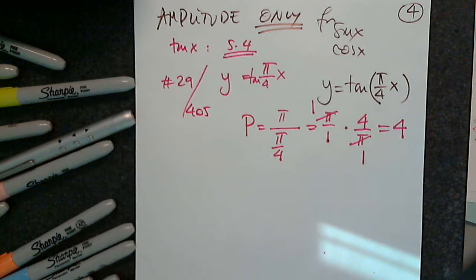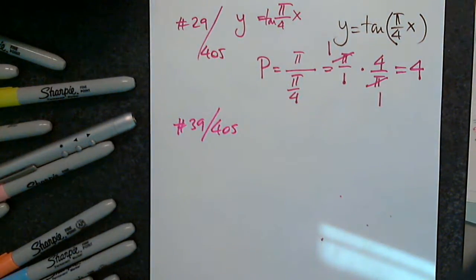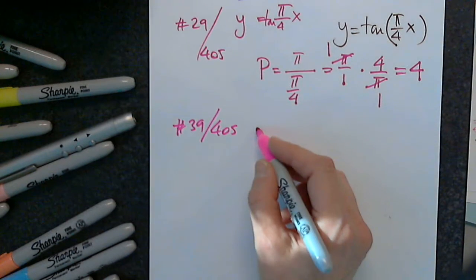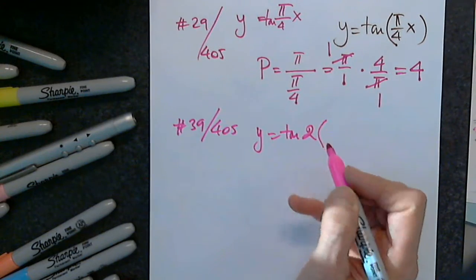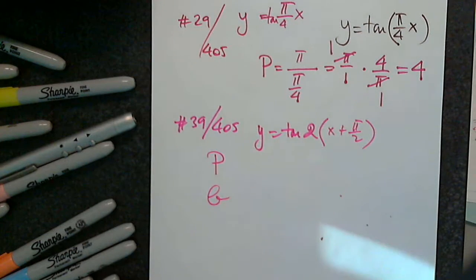Here I would like to determine the phase shift and the period. So y equals tangent of 2 times x plus pi over 2. So I want the period and the phase shift. Did I copy something else? I'm very good at doing that. That's on the calculator. Oh, sorry. So here I want the period and the phase shift.